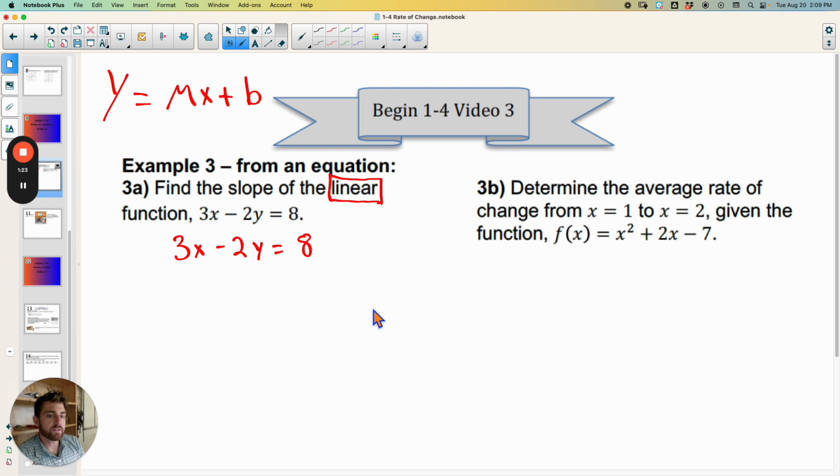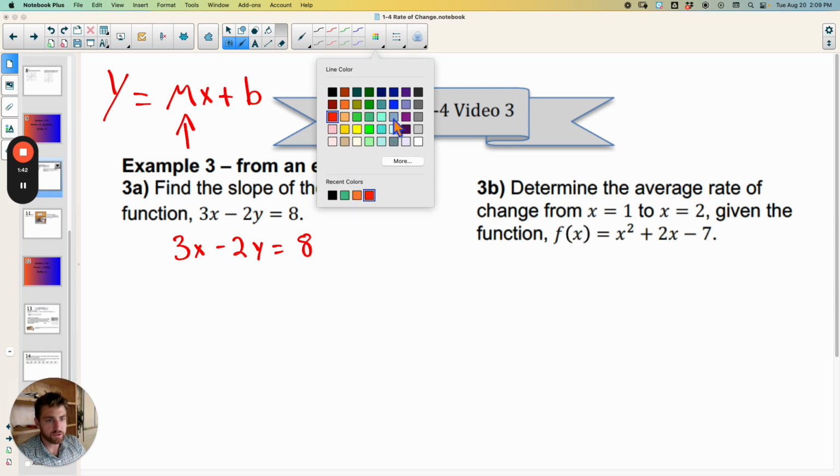So the first thing that you need to do is you need to think, I need to get this into slope-intercept form. Because if it's in slope-intercept form, then I can easily look at it and see, oh, there's my slope right in front of the x. In order to get it into slope-intercept form, I must get the y value by itself. So this is what I'm going to have you do.